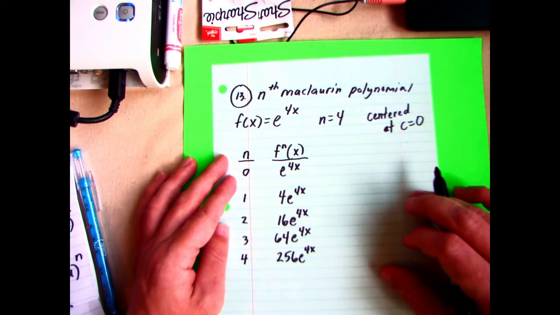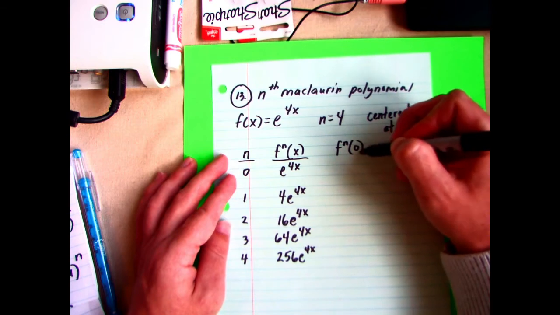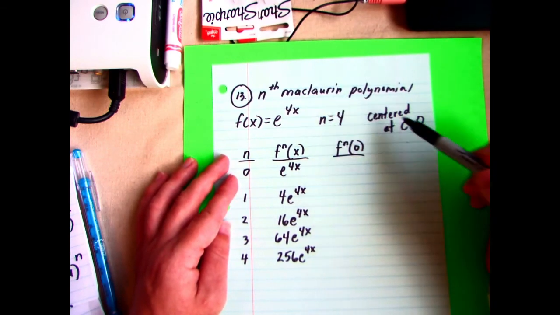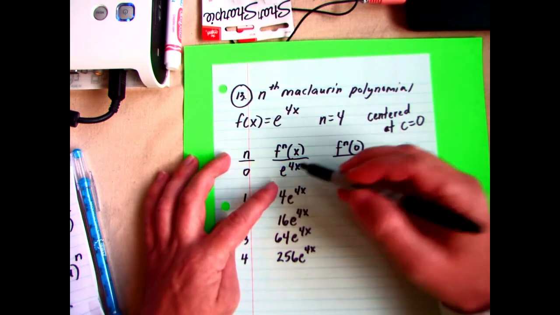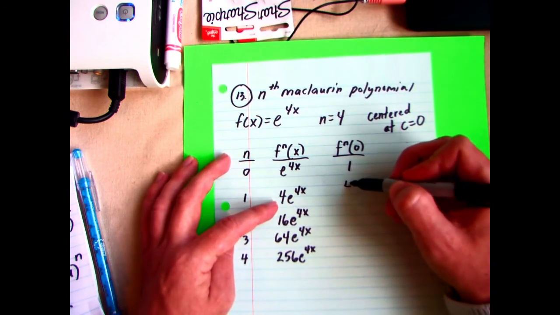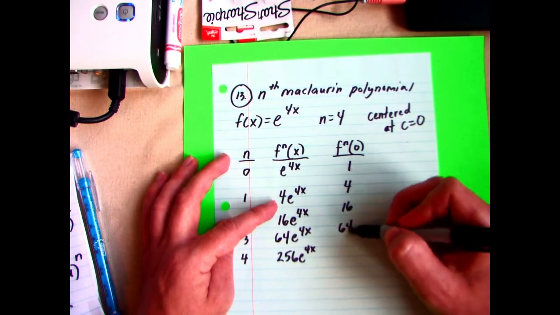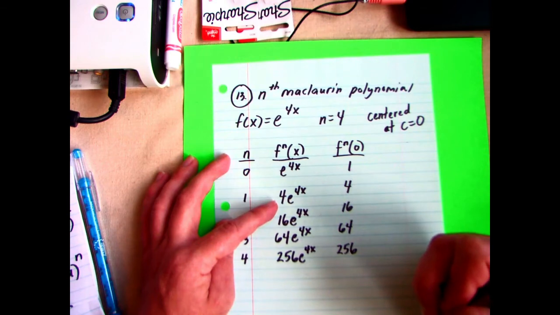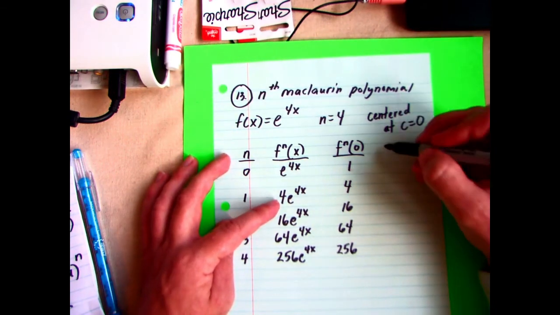The third column of your table is going to input that c value into those derivatives. So using the derivatives that you just took, input your value of c, which is 0. That's going to be quite nice for this problem, because e to the 0 is just 1. So my column can be filled up pretty quickly. It's just 1, 4, 16, 64, 256.